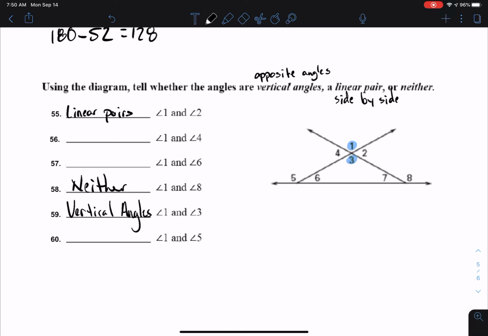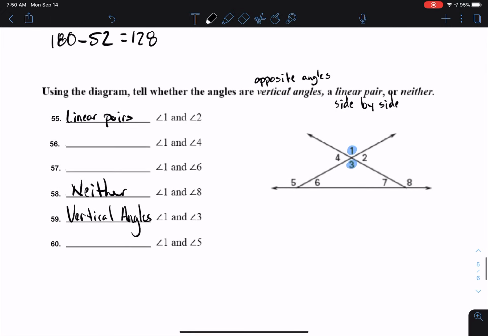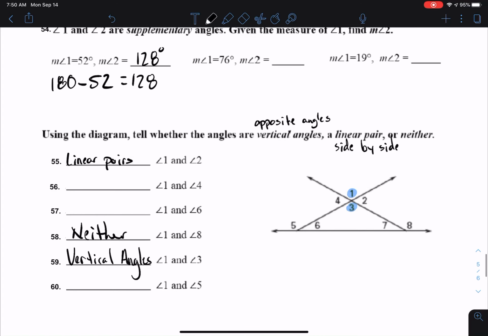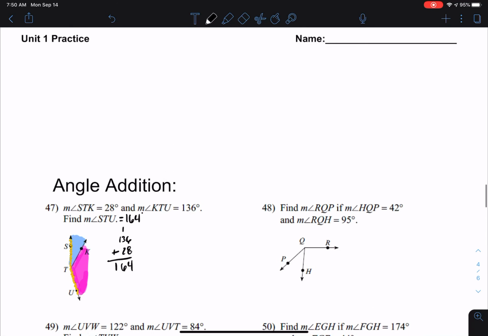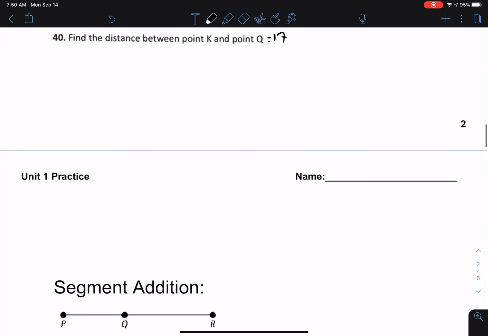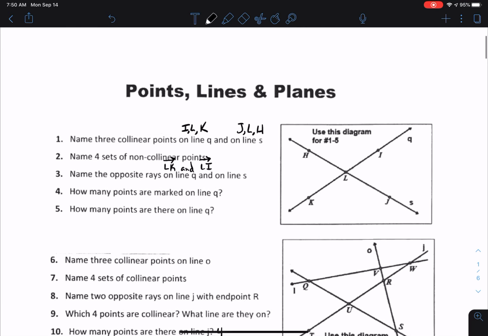You guys should be able to get the rest of those pretty easily, especially if you understand that a vertical angle is just the one that's opposite, a linear pair is side by side, and neither is just on the other side of the planet. I believe that's it. You should be able to knock this out within like 20 minutes. This is your study guide. If you can get all this stuff, you're going to be set for the test.